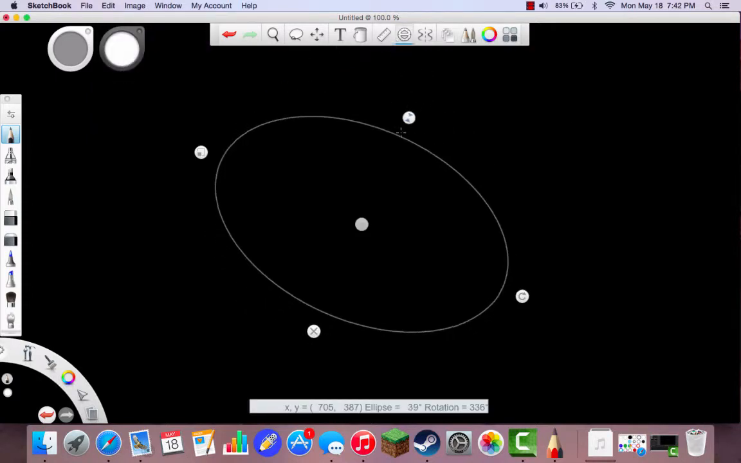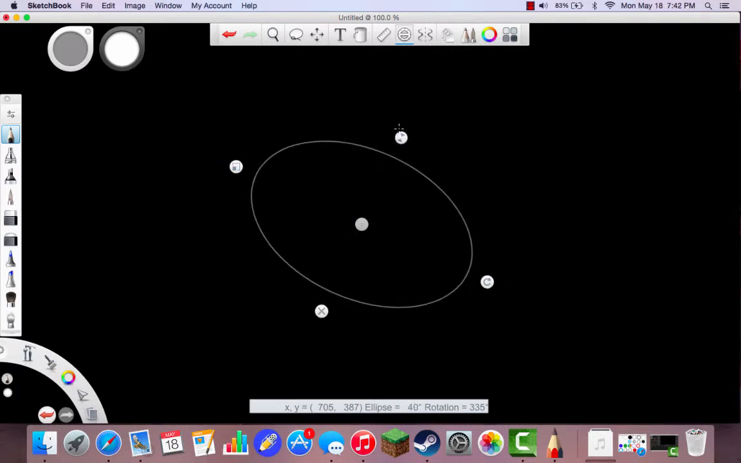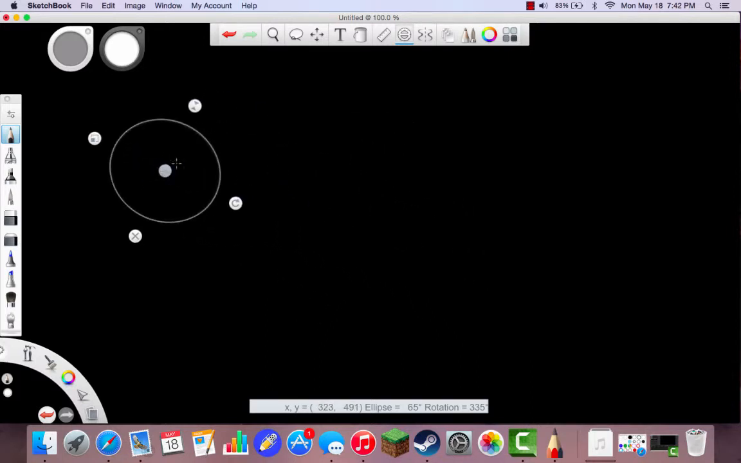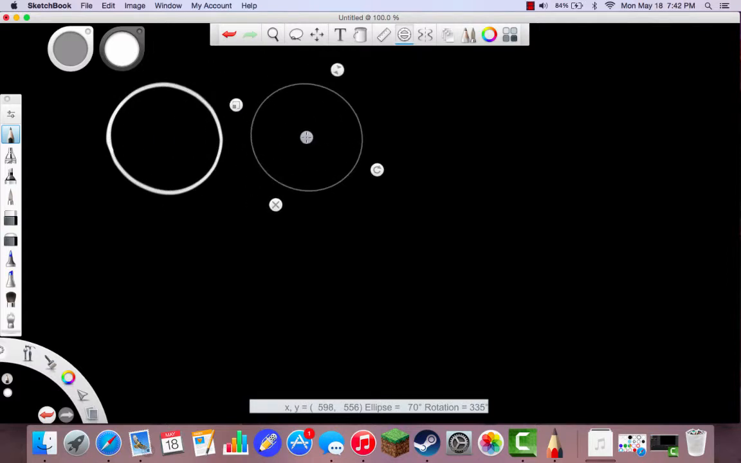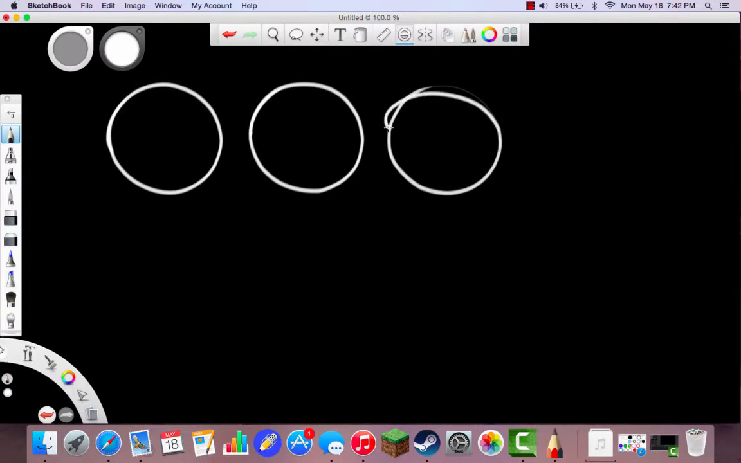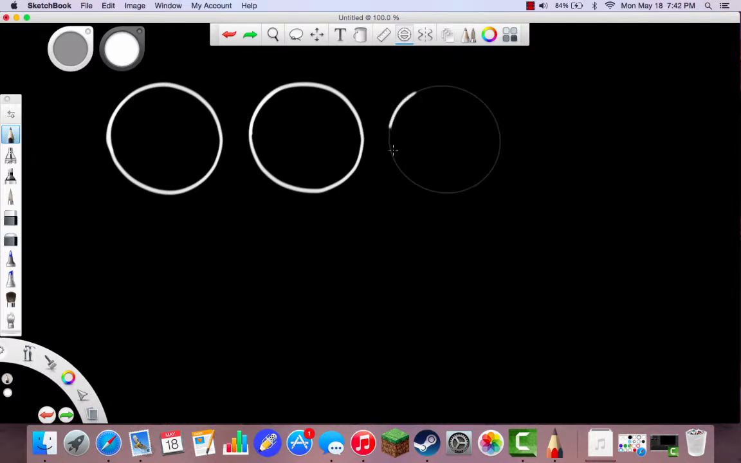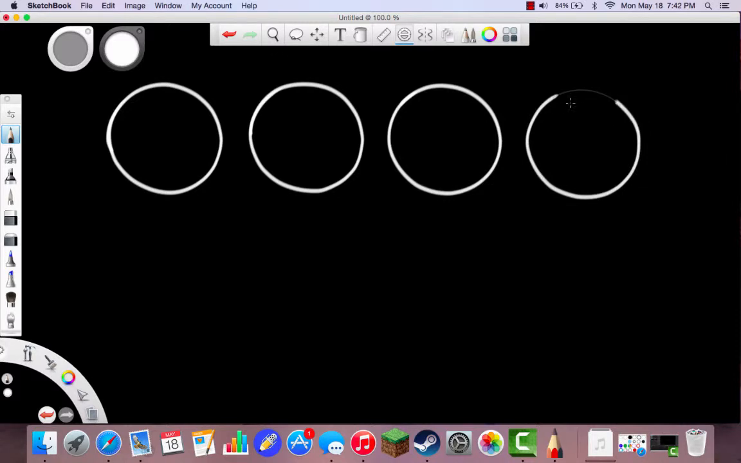Those are all the different types of ways that lines can intersect with a circle. So here I'm just going to draw a few as a recap. Up here we have this one, then over here we have this one, and over here we have this one, and over here we have this one.